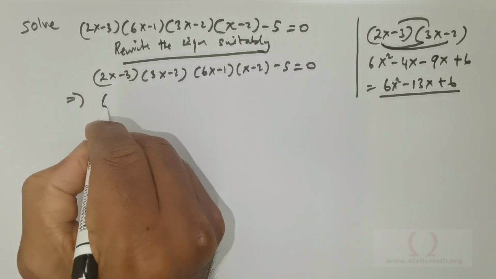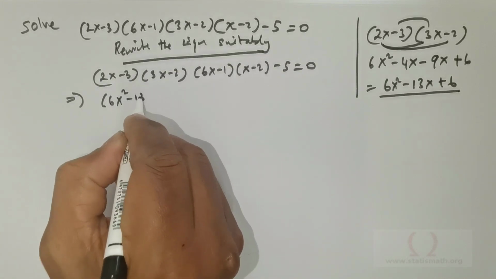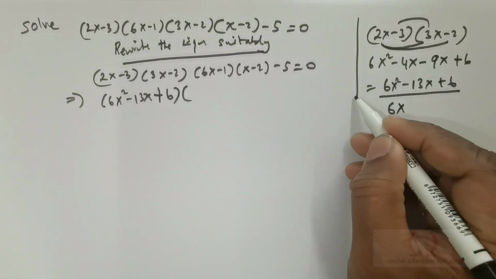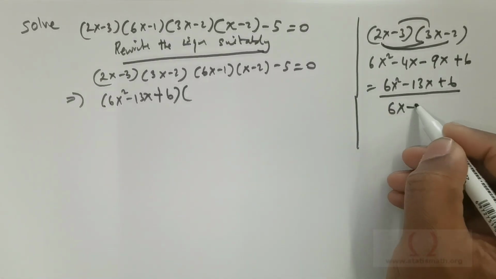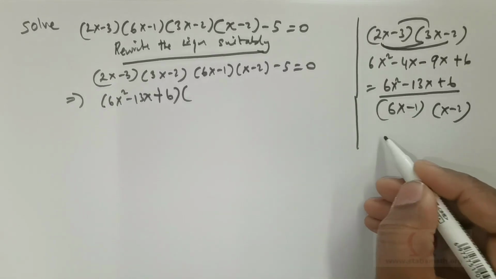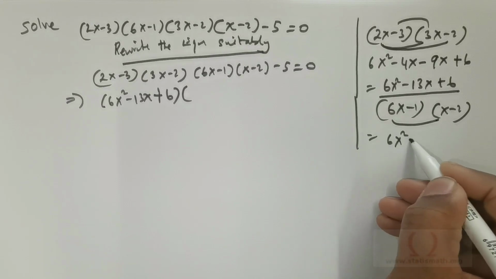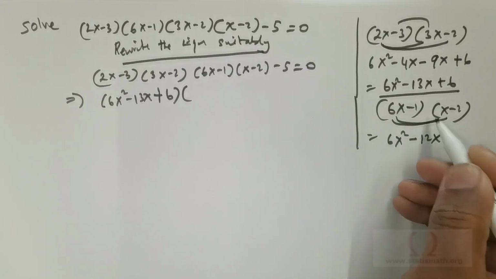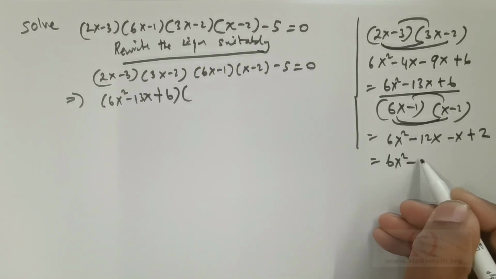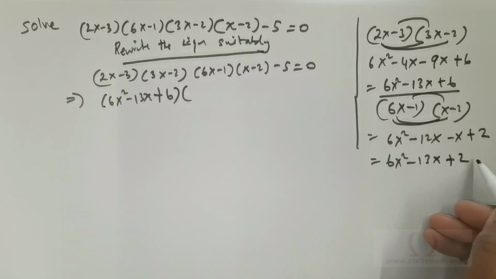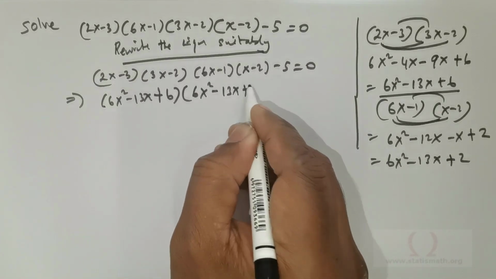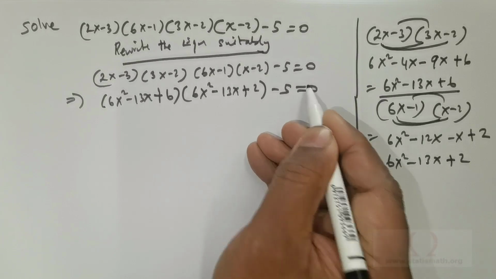So I would write that (6x² − 13x + 6) times, I would multiply (6x − 1) with (x − 2): 6x² − 12x − x + 2. This is 6x² − 13x + 2. I would write that (6x² − 13x + 2) − 5 is equal to 0.